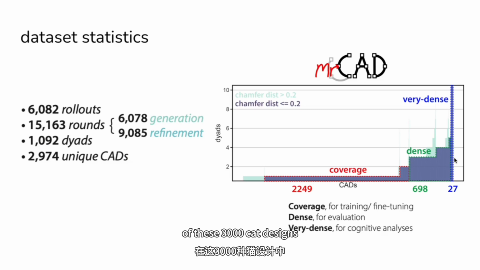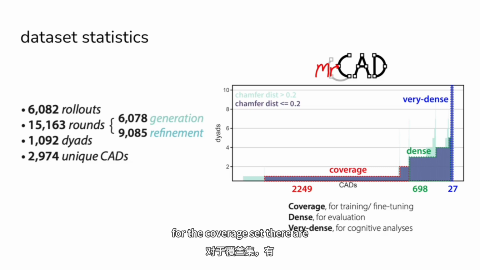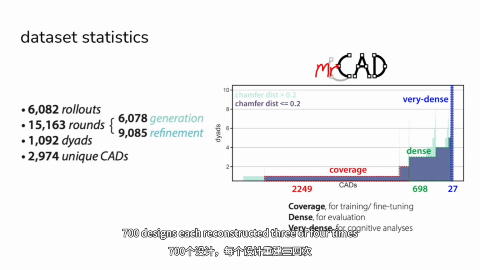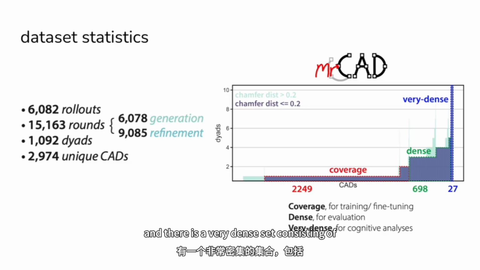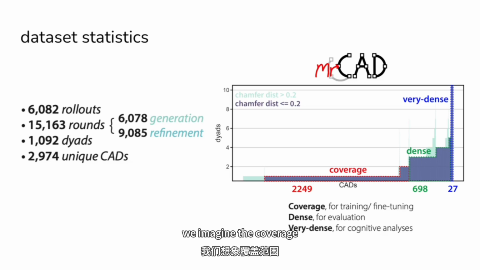Of these 3,000 CAD designs, we have about 2,000 CAD designs in the coverage set. For the coverage set, there are 1 or 2 reconstructions of the design. There is a dense set consisting of about 700 designs, each reconstructed 3 or 4 times. And there is a very dense set consisting of 27 designs, each reconstructed successfully 30 times. We imagine the coverage set will be good for training or fine-tuning some model. We imagine the dense set will be useful for evaluating these models. And we imagine the very dense set to be very useful for cognitive analysis, because we try to capture the full distribution of human strategies of reconstructing these designs.